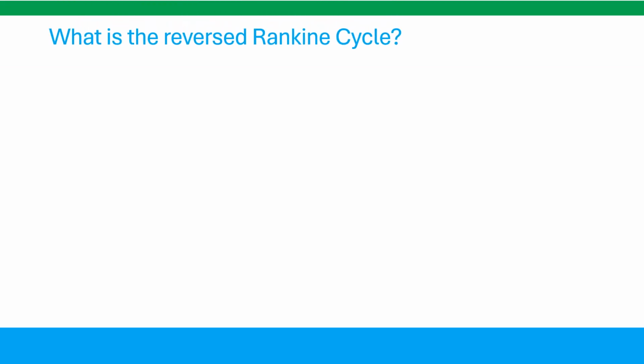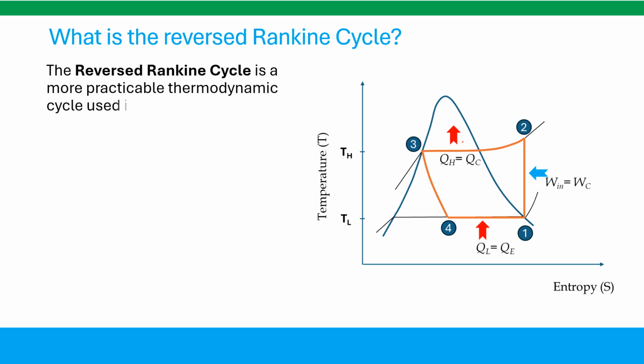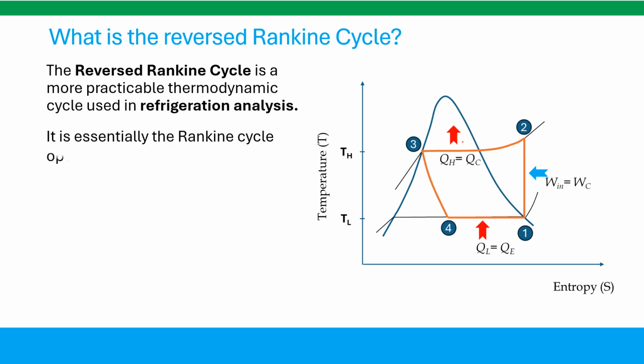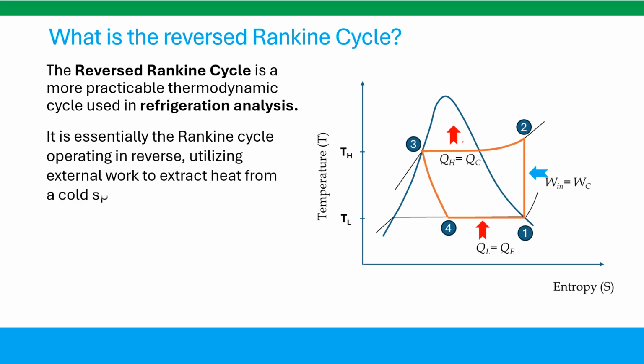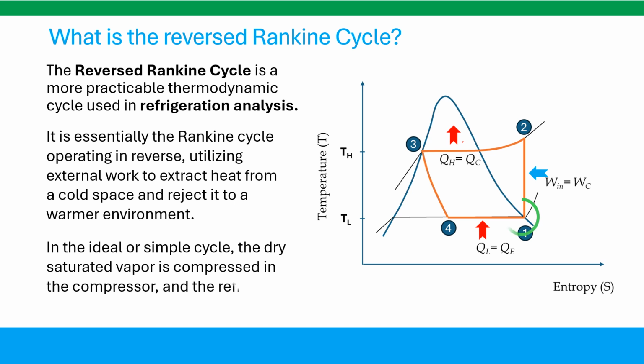Let us conduct a more in-depth examination of the reversed Rankine cycle. The reversed Rankine cycle is a more practicable thermodynamic cycle used in refrigeration analysis. It is essentially the Rankine cycle operating in reverse, utilizing external work to extract heat from a cold space and reject it to a warmer environment. In the ideal or simple cycle, the dry saturated vapor is compressed in the compressor, and the refrigerant is cooled to a saturated liquid.